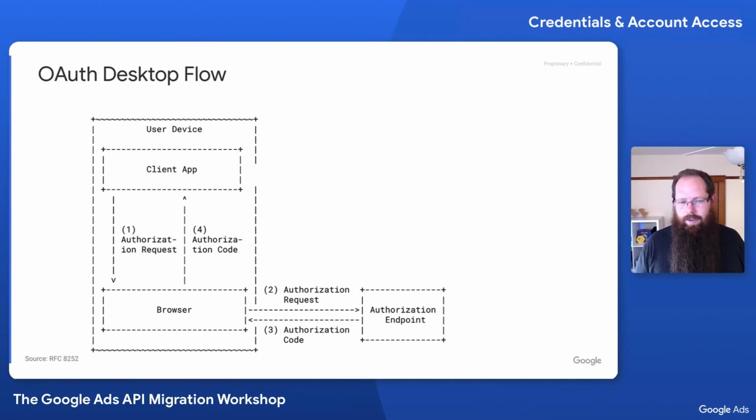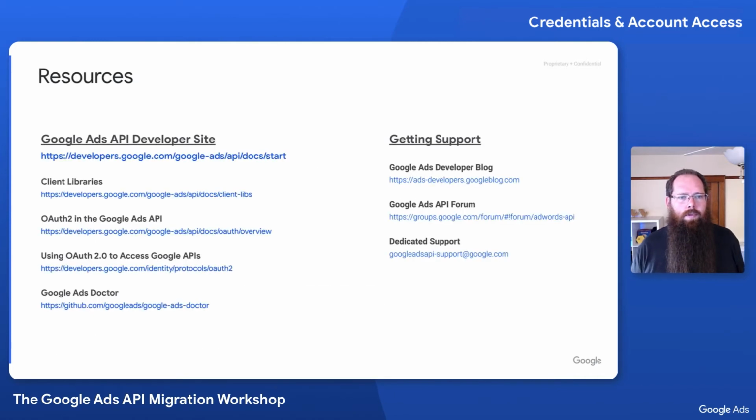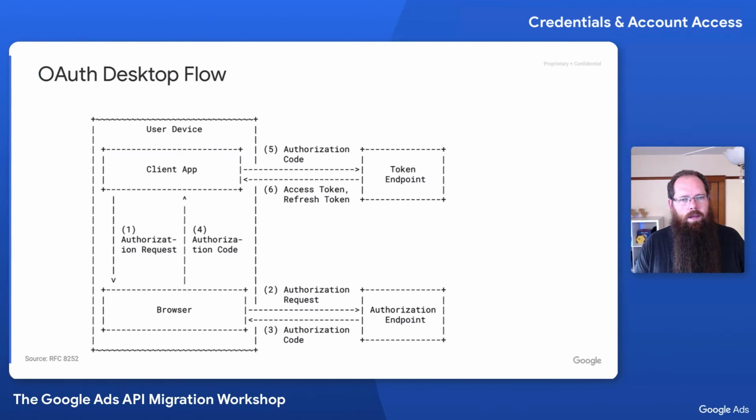Once the client app has that authorization code, it will get sent to a Google token endpoint, which will then return an access token and a refresh token, which are credentials that you will save and use to access the Google Ads API or other Google APIs if you're granting multiple scopes. So that is the OAuth flow. Let's get into some coding.